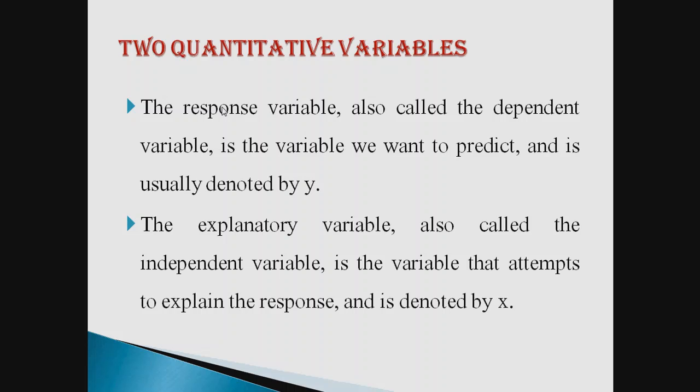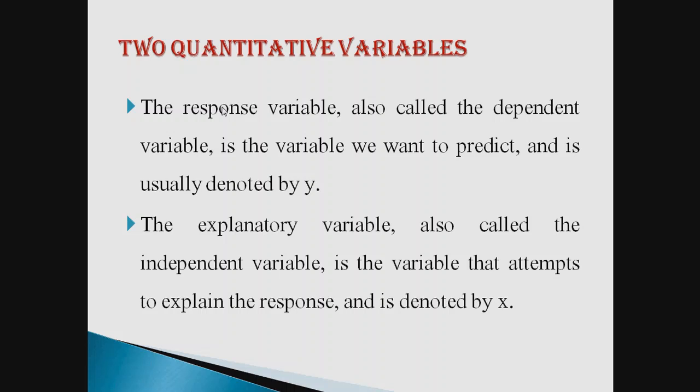In general, there are two quantitative variables that we study in data analytics. One is the response variable, also called the dependent variable, the variable for which we want to predict the data, generally denoted by y. The other is the explanatory variable, also called the independent variable, which attempts to explain the response of y, the dependent variable.